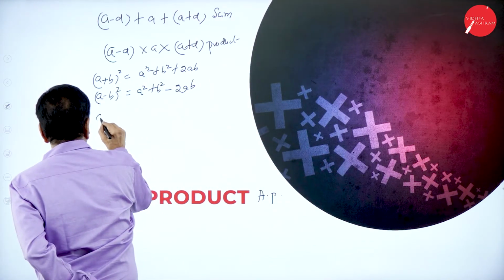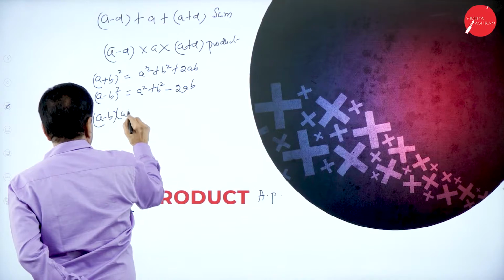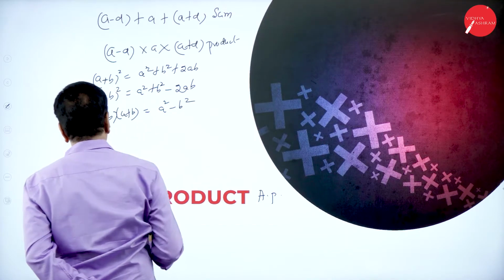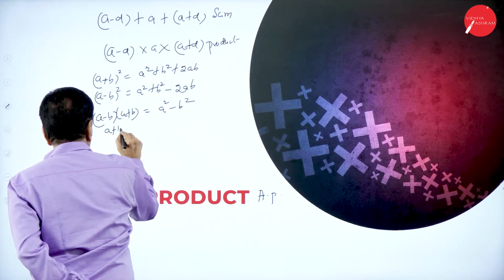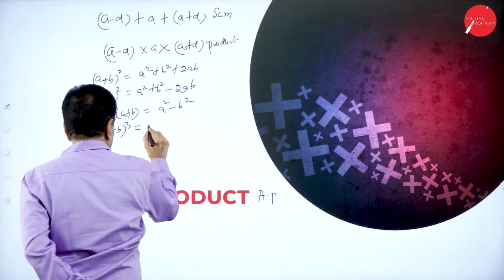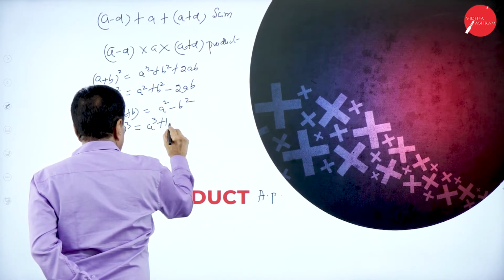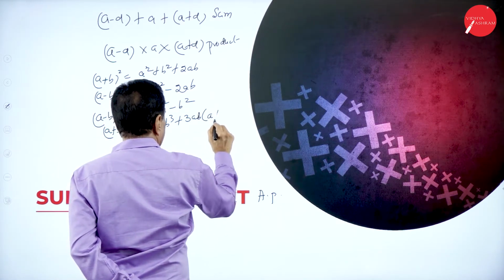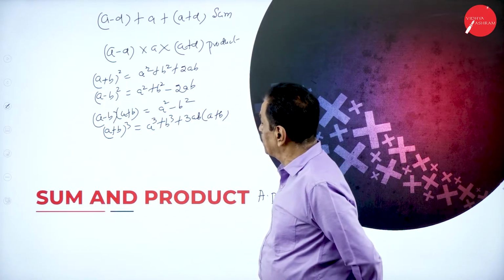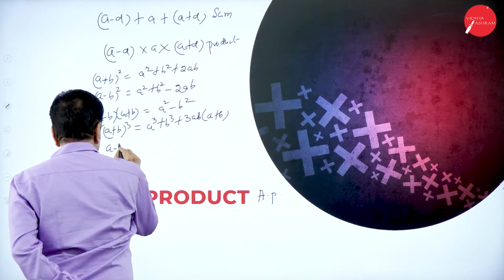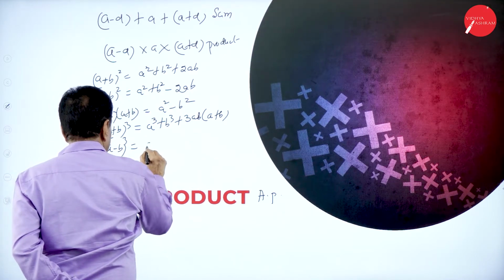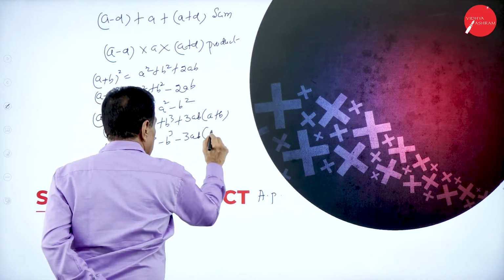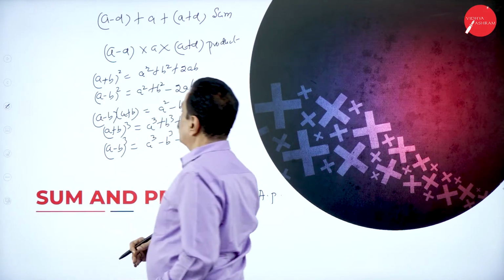Then, A minus B into A plus B is equal to A square minus B square. Then, A plus B whole cube is equal to A cube plus B cube plus 3AB into A plus B. This you have to remember. A minus B whole cube is A cube minus B cube minus 3AB into A minus B. This you have to remember.